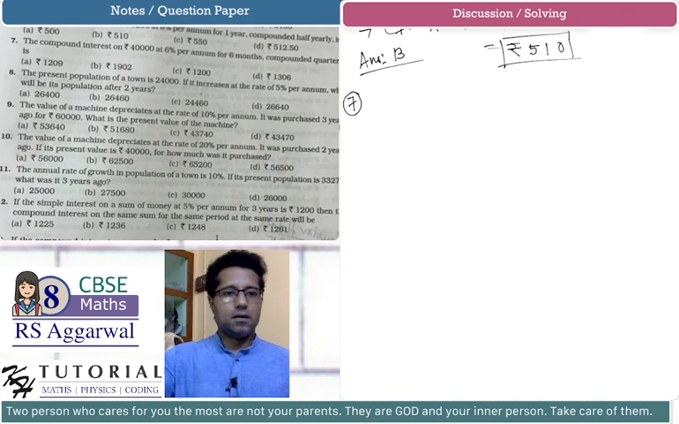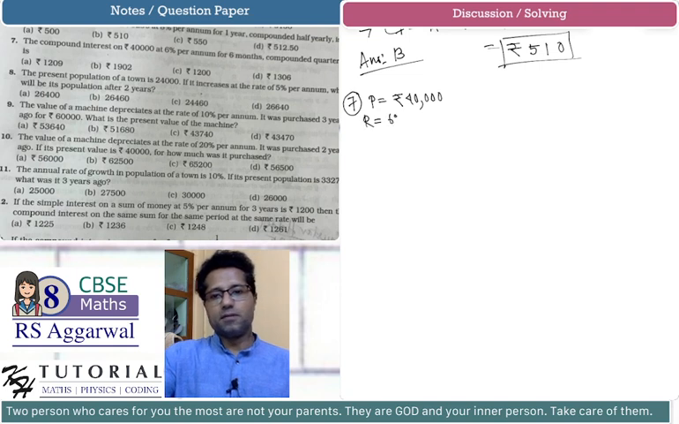P is given to be 40,000. R is given to be 6% per annum, and the interest is being compounded quarterly. So U is equal to 3 months. Now, whenever the interest is being compounded quarterly, U is equal to 3 months.